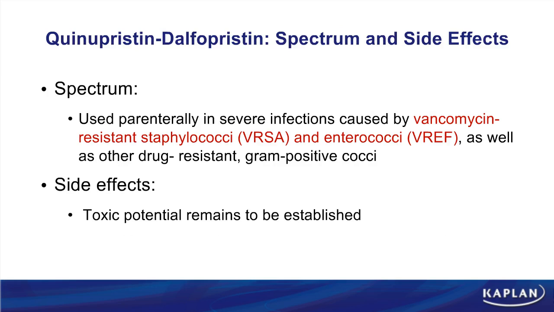When you look at the spectrum of activity for quinupristin and dalfopristin, this 2-drug combination is very similar to linezolid in that it's going to be used for vancomycin-resistant organisms. That includes vancomycin-resistant staph, VRSA, and vancomycin-resistant enterococcus, VREF, and the F is the faecium. That's the specific species that these drugs are used for.